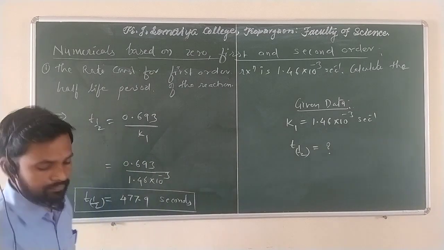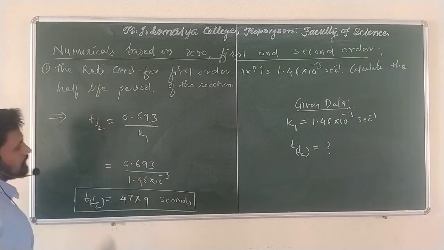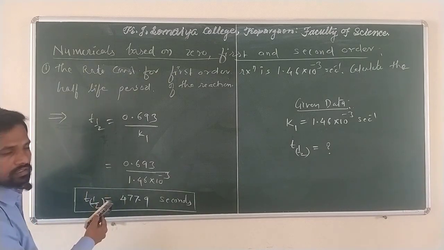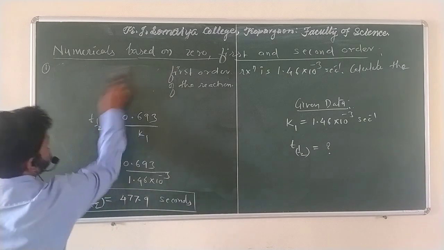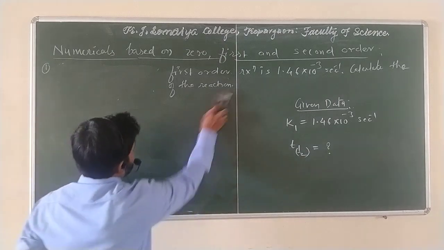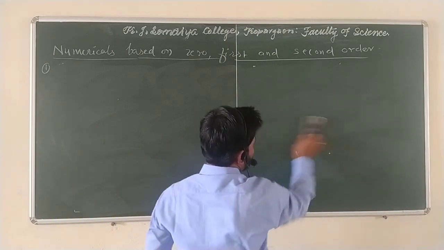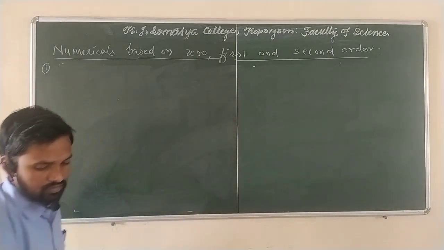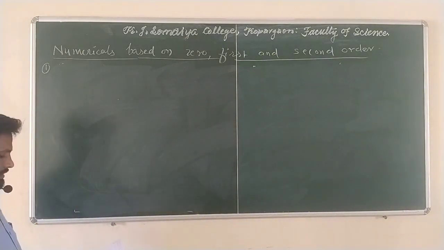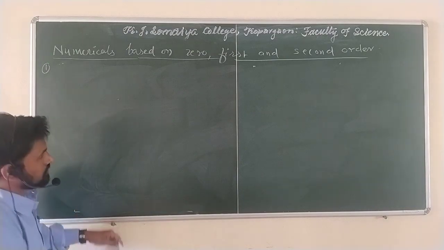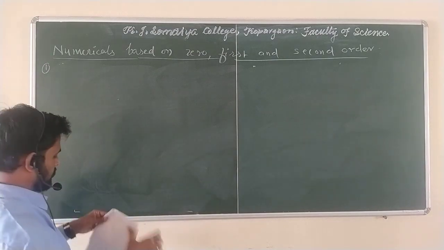Okay. Now let's see one more problem. Note it down. Okay, good. Now let's go for the second problem. Mostly in chemical kinetics, 90% of the problems will be based on first order. You have to remember it. Okay. Now let's see the second problem.